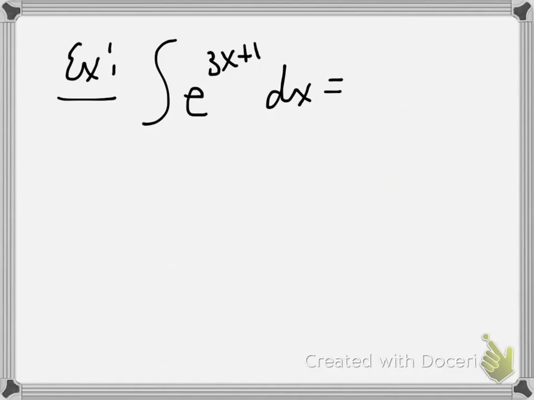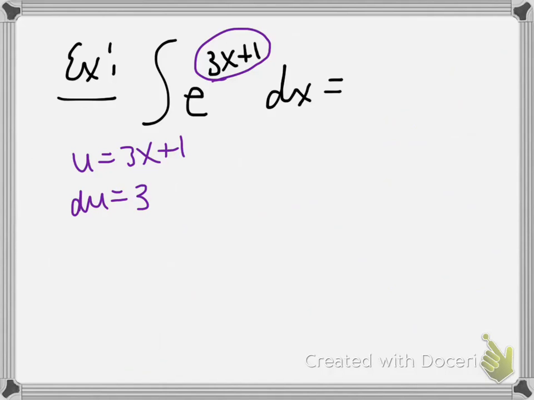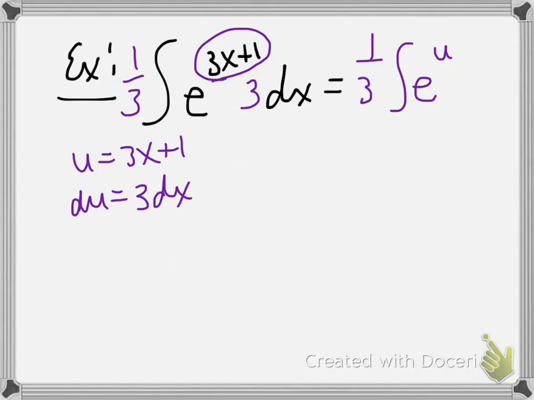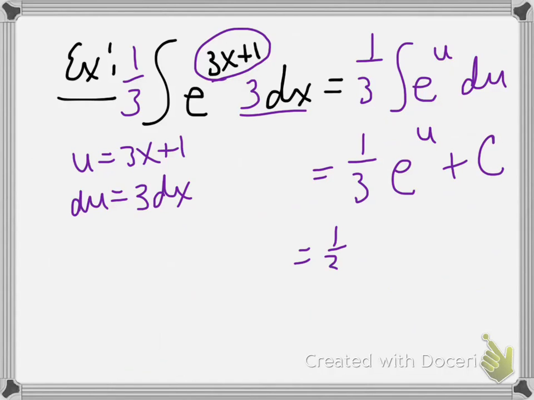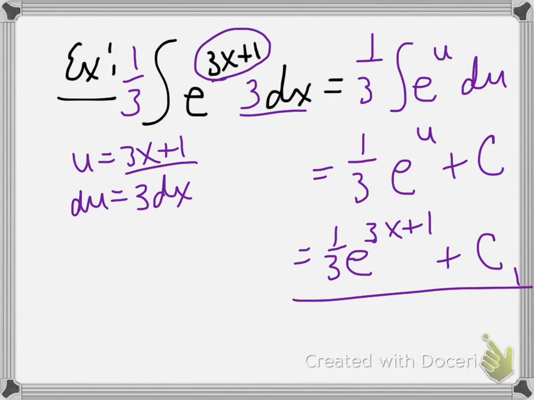If I have e to the 3x plus 1, then this would be my u. And so if u were 3x plus 1, the derivative of u would just be 3 dx. So in this problem we need a 3 here, which we can balance with a 1/3. And you can actually go ahead and rewrite it if you're more comfortable with that. 3x plus 1 is u. 3 dx is du. Integrating this, e to the u becomes itself when you integrate it. And then we're just going to make a little substitution here that we know u was 3x plus 1. And plus c, and there's your integration.